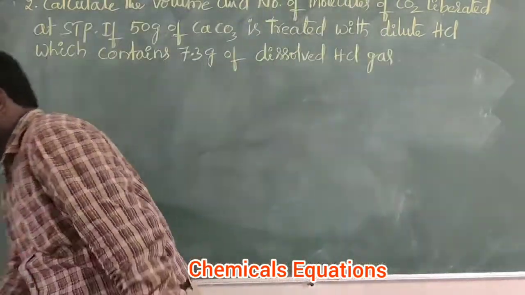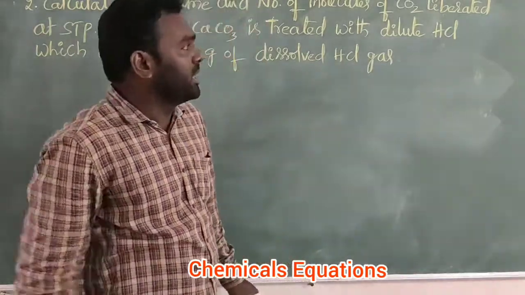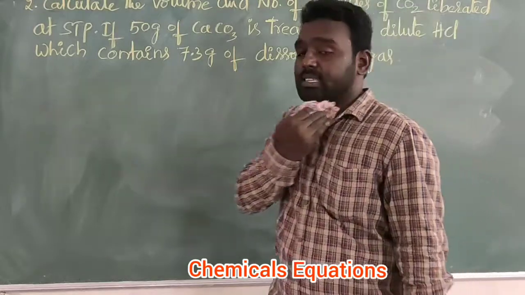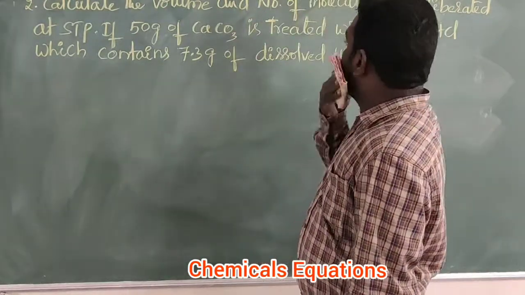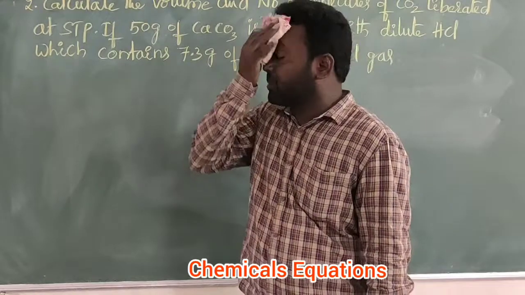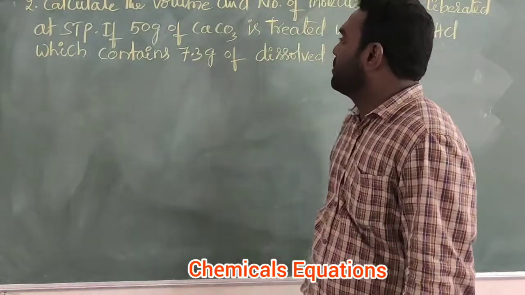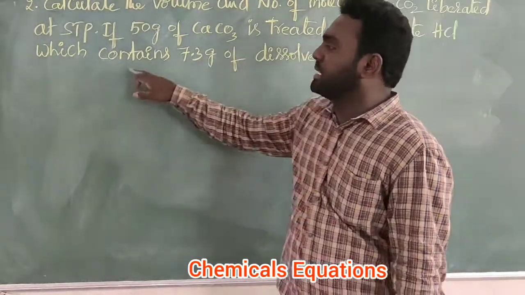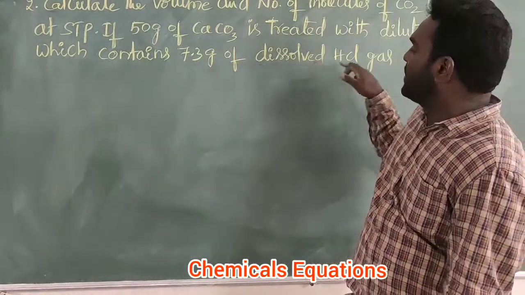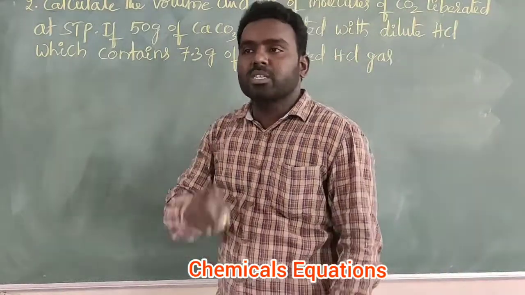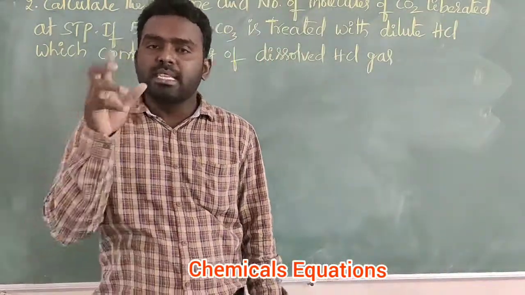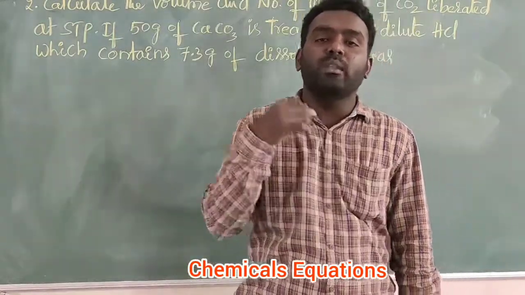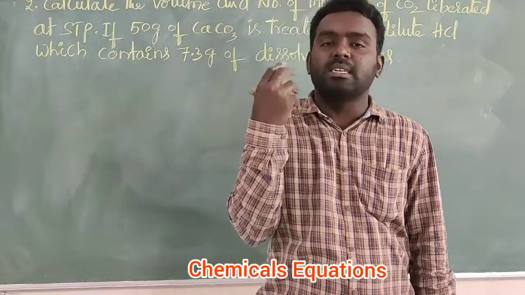This is our second problem. See here, once again I am reading this problem. Calculate the volume and the number of molecules of carbon dioxide liberated at STP, if 50 grams of calcium carbonate is treated with dilute hydrochloric acid, which contains 7.3 grams of dissolved HCl gas. In this question also they didn't give the chemical equation. They have given only the mole equation. By using these mole equations you can frame the chemical equation.